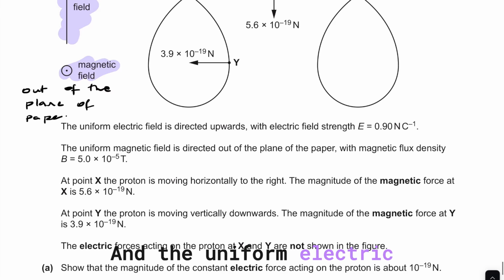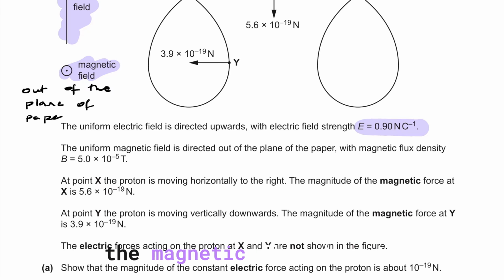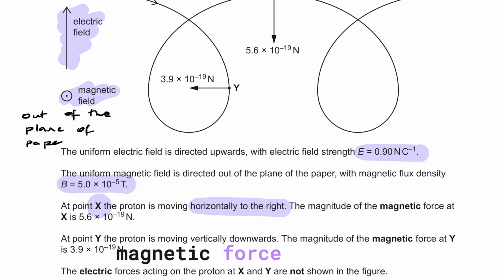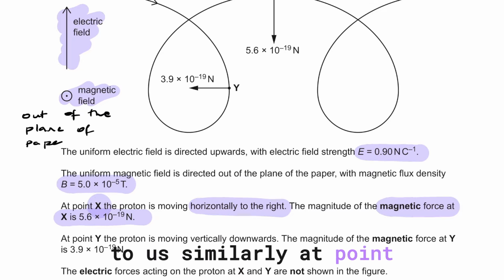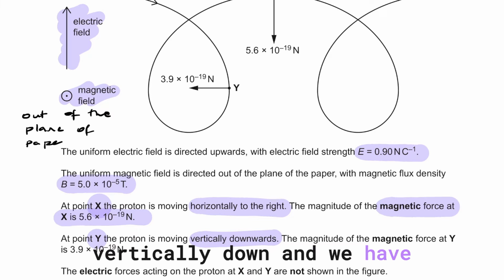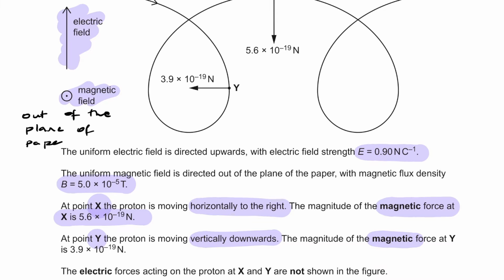The uniform electric field is directed upwards, and this is the strength of the electric field, and the uniform magnetic field is directed with a magnetic flux density of this many Teslas. At point X, the proton is moving horizontally to the right. The magnitude of the magnetic force is given to us. Similarly, at point Y, this proton is moving vertically down, and we have been given the magnetic force.